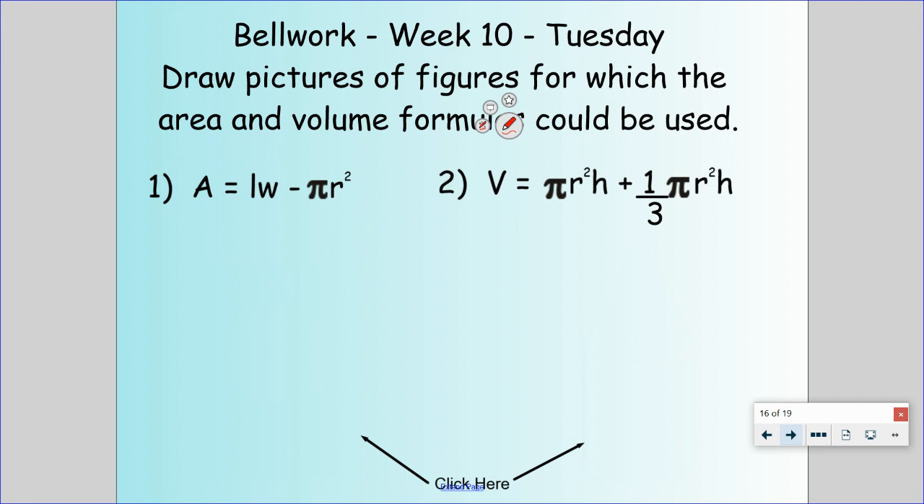Now this is going a little backwards. So here I actually give you the formulas, and I want you to work backwards and try to identify what shape or shapes would you see. All right, Mr. Cowan, come on, length times width. We got a big old rectangle.